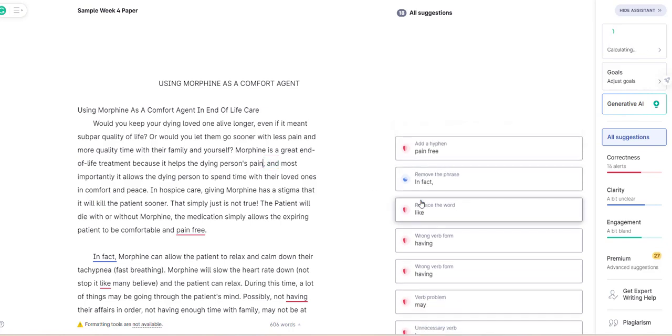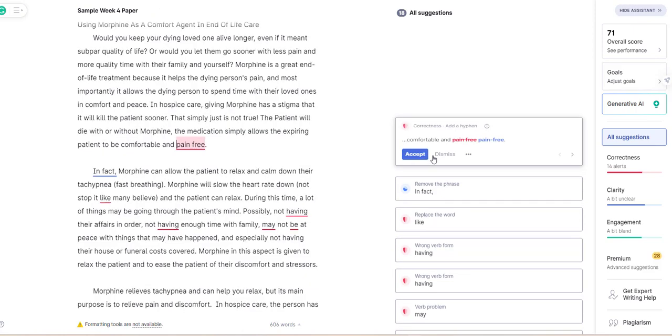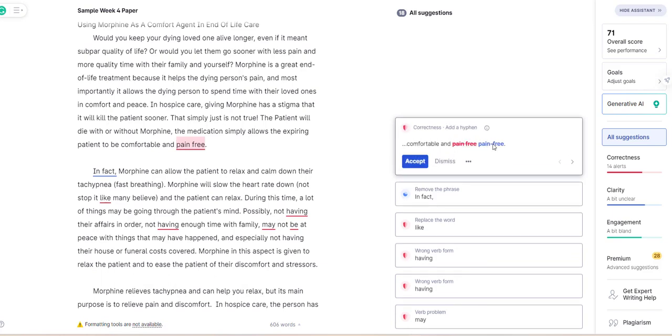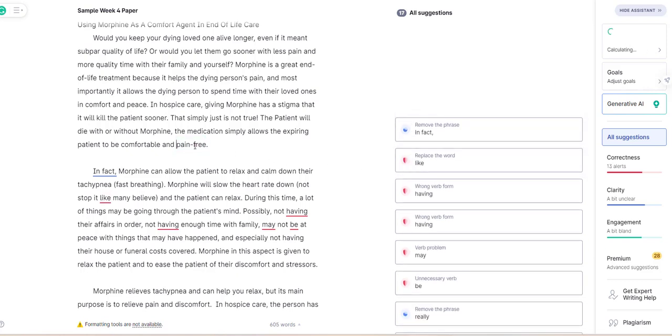So you press accept. And then here, pain-free, pain-free. So that wants you to add a hyphen in between the words pain-free. So then it's going to, here, this is the wrong one, and now when you press accept, watch the magic. Suddenly it puts the hyphen in there and it's correct. And so here, I'm not going to do all of them.